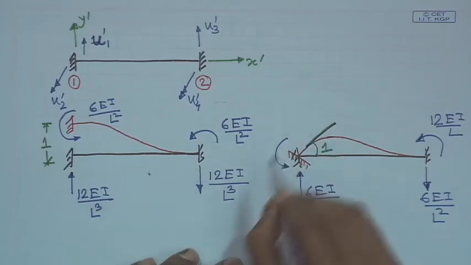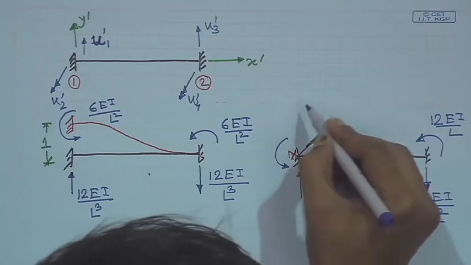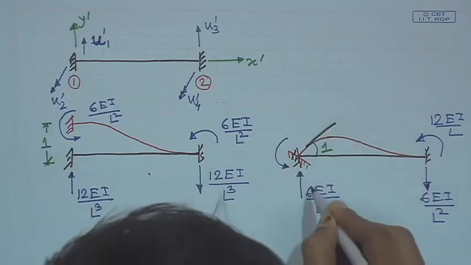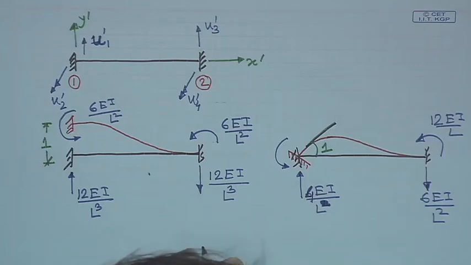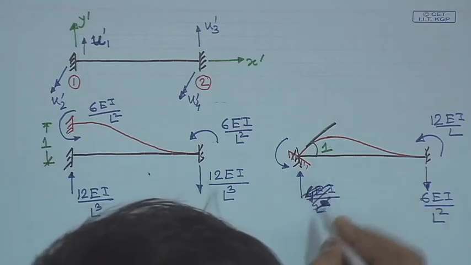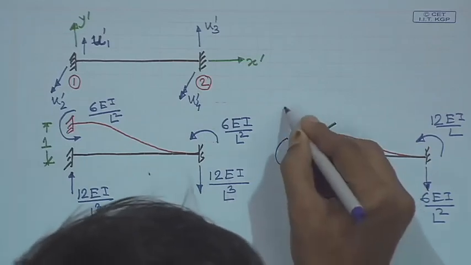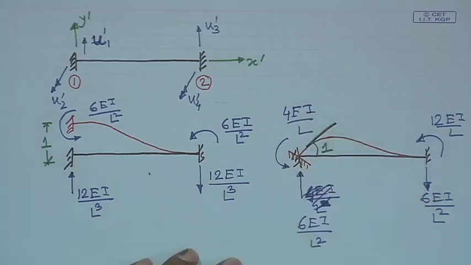This value will be 4 EI by L, 4 EI by L. This reaction will be 6 EI by L square, and this value will be 4 EI by L.